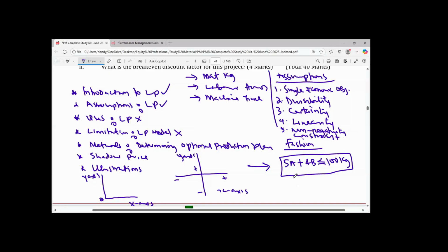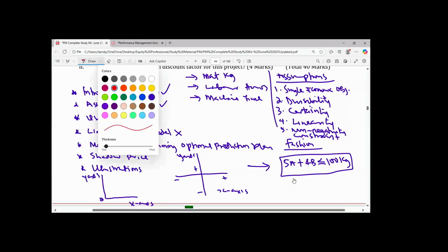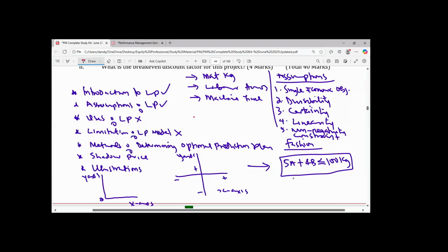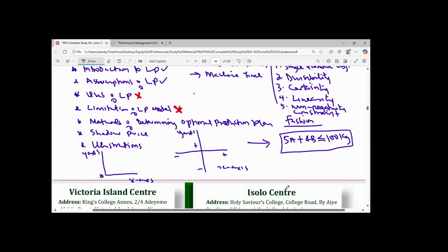So like I said, you are going to read the applications of linear programming yourself. Just form a note. It is in your study material. If you have the golden book, you see it there in details. So let's move on to methods of determining optimal production plan.